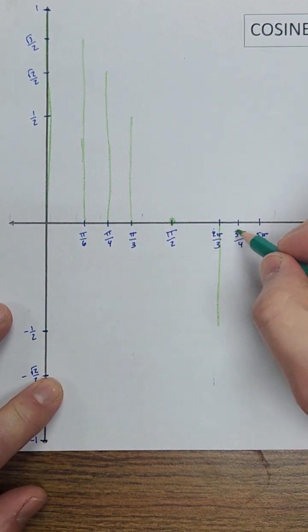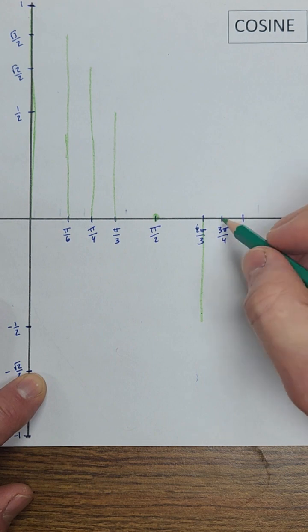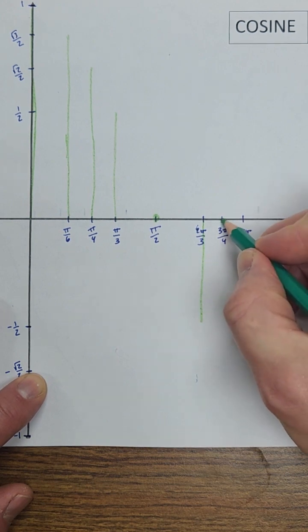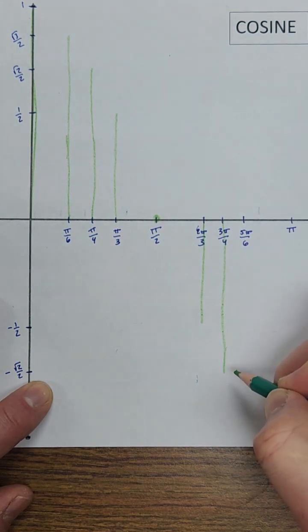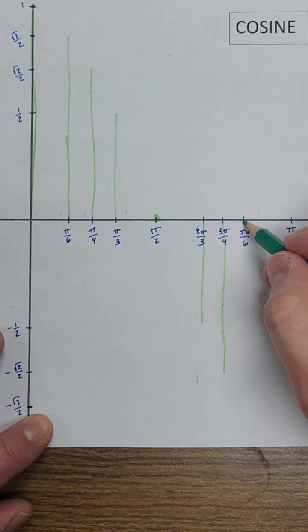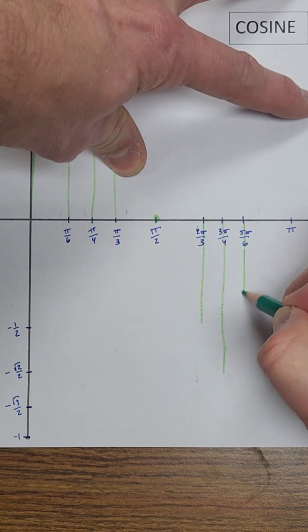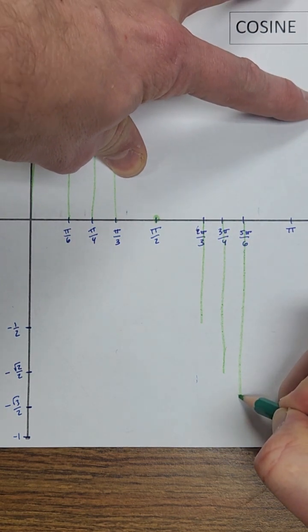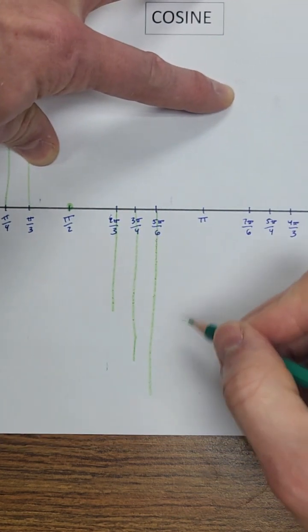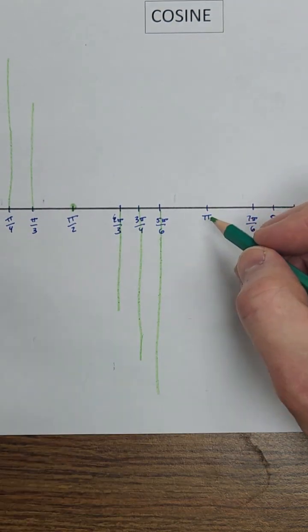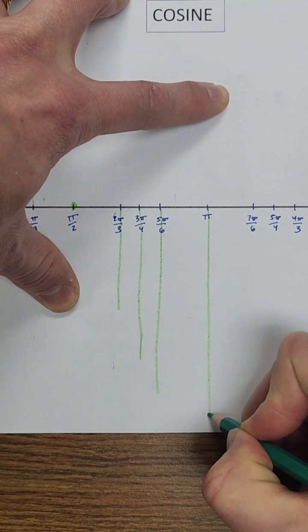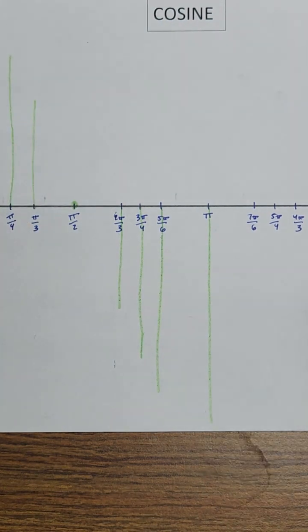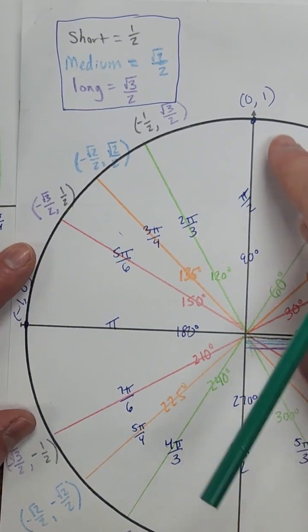Then the cosine of 3 pi over 4 is negative square root of 2 over 2. Estimate where that would be. And the cosine of 5 pi over 6 should be negative square root of 3 over 2. And the cosine of pi, remember, that's way over at negative 1. So the way that's going to look is we're going to go down to negative 1. Okay, so that's quadrant 2.